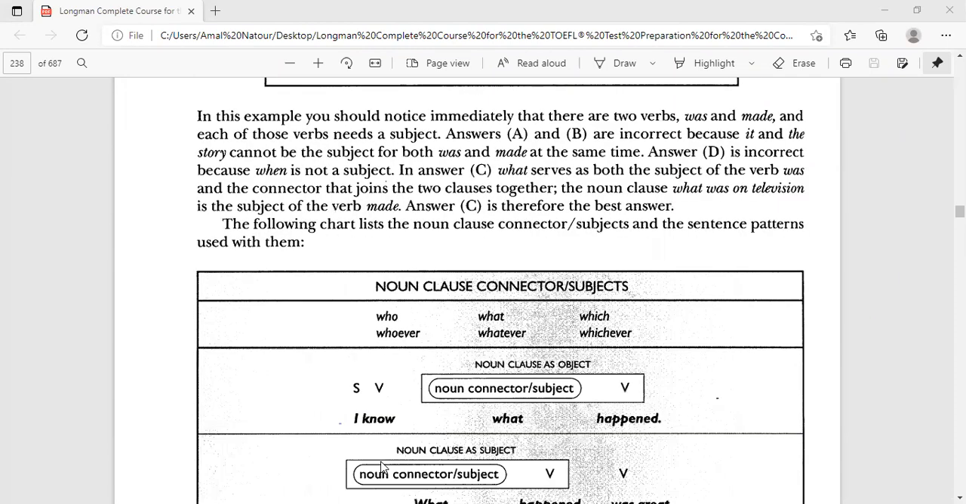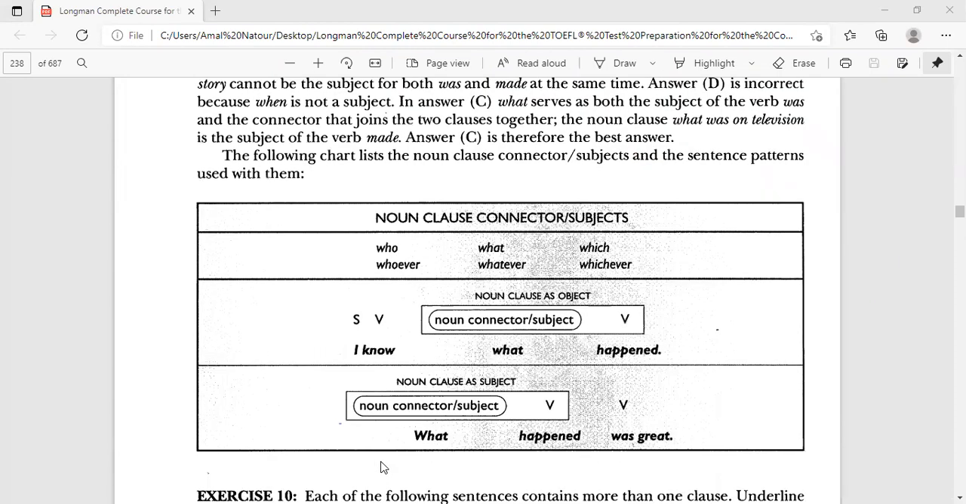If we look here another time at this chart, here are the noun clause connectors, the connectors that enter the clause and play the role of the subject. What are these connectors? They are who, whoever, what, whatever, which, whichever. For example, when I say, I know what happened. I know, subject verb. What happened? Here, what plays the role of the subject for the verb happened. And all this clause plays the object for the verb know.